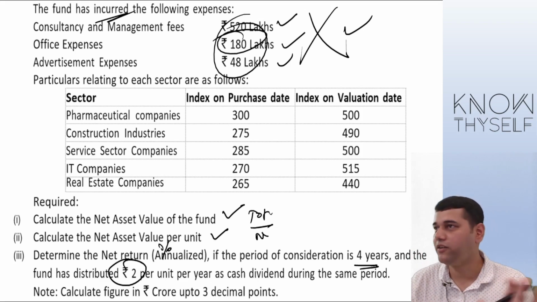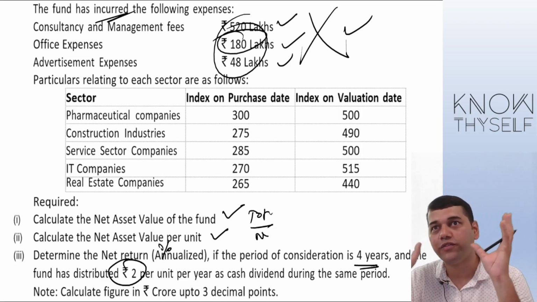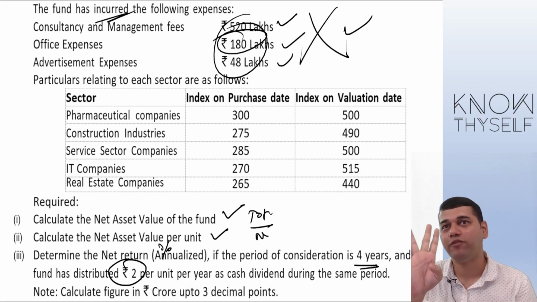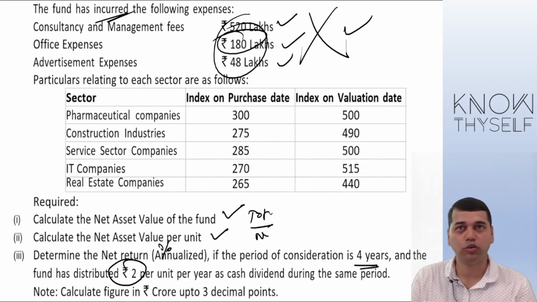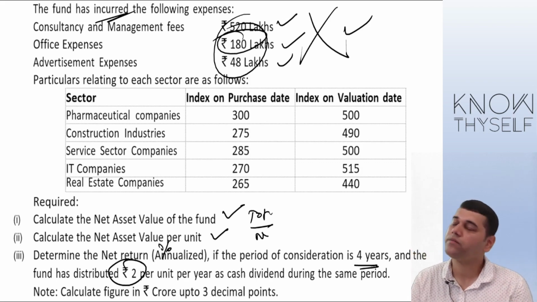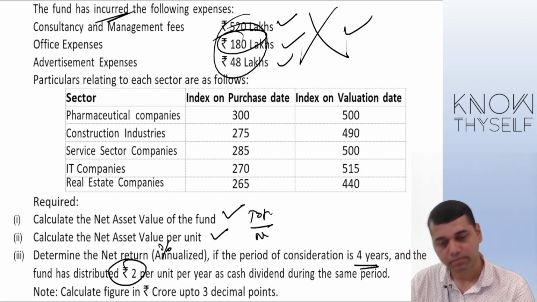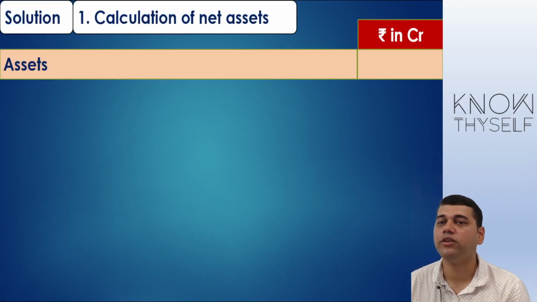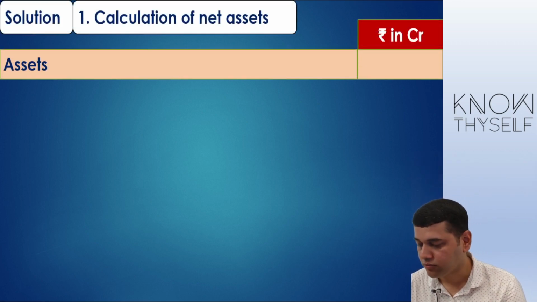So the ultimate confusion is, yes, there are two very clear-cut different standards. Of the 4 questions we solved, in 2 questions they did it, in 1 question it was not there, and 2 questions they have not ignored. Let us deduct it. Let us calculate the net asset value. What is my asset value?